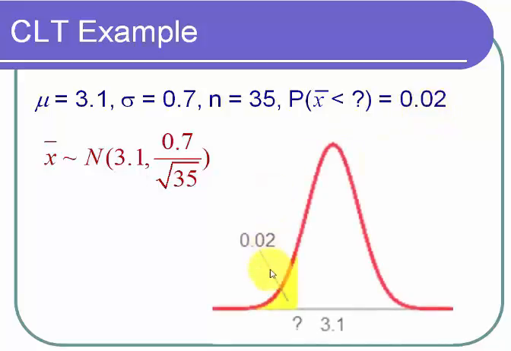So on a graph, we know the mean is 3.1. We don't know the value, but we do know the area to the left of the curve. And we want to find out the value of x bar such that the area to the left of that x bar is equal to 0.02. And we know how to do that using our calculators. When we're given a probability and we want to find out the value on the horizontal axis, that's when we go to the inv norm.